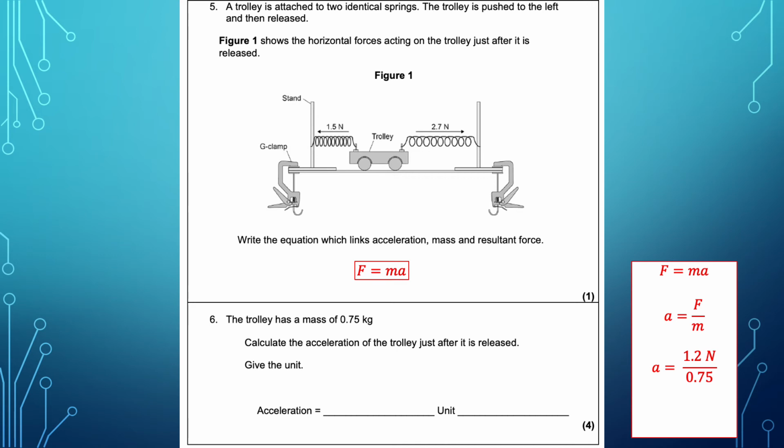So that's how I got 1.2. The mass is given to you, 0.75. And 1.2 divided by 0.75 gives you 1.6 meters per second squared. Now this one, they don't give you the units, so that's where you get the other point for the total of 4 points. If you want it broken down, 1 point for the answer, 1 point for the units, 1 point for substitution, and 1 point for figuring out that force is going to be 1.2.